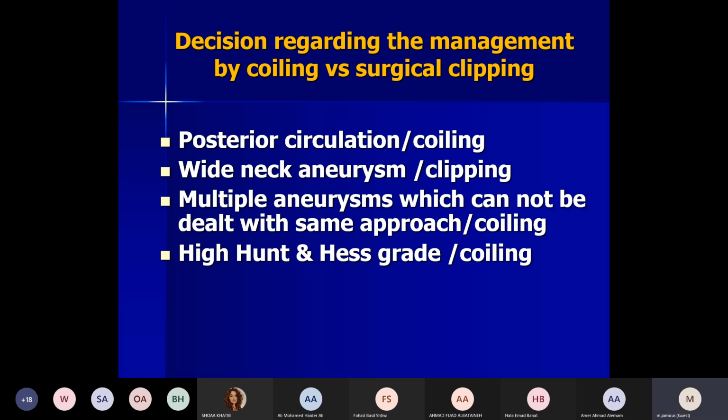So when should I do the coiling? When should I do the clipping? This is a controversial issue, but we have some guidelines. When you have posterior circulation, I prefer to do coiling because of the complications of surgery. If we have a wide neck aneurysm, we prefer to do clipping. If there are multiple aneurysms, we prefer to do coiling. And if the patient has a high Hunt and Hess grade, as we mentioned, grade 4 and 5, we prefer to do coiling.